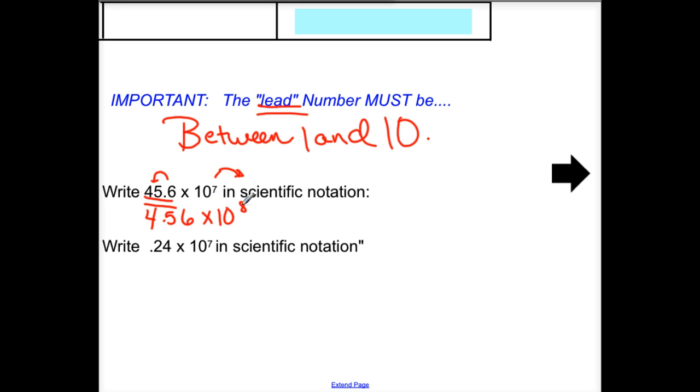Now, notice what I've got here. I've kind of got an action and a counteraction. If I move the decimal point back, the exponent goes forward. Likewise, on this next one, to get a number between 1 and 10, I'm going to move that decimal point forward, so I have to move the exponent back. So I get 2.4 times 10 to the 6th.